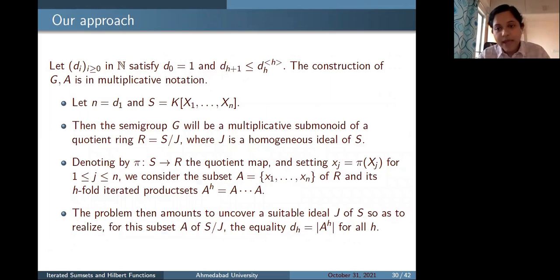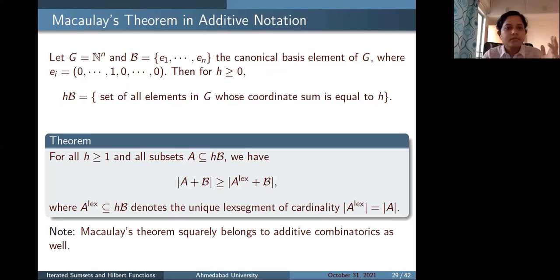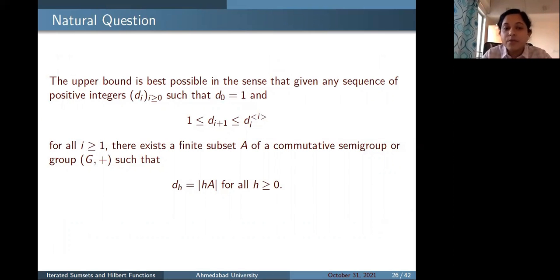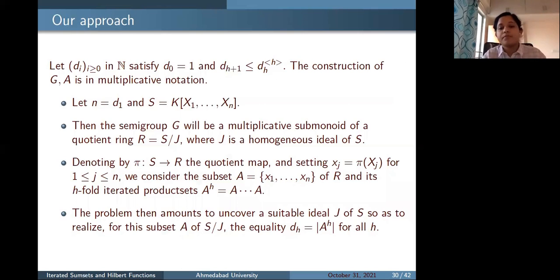Now, proving that theorem, what are we basically doing? So what do we need to prove? First, try to understand this. Let me just show you that we have a sequence of positive integers d_i, and we have this relation that d_{i+1} is less than or equal to d_i^{<i>}. We wanted to find a commutative semigroup and a finite set here. So we have the sequence d_i and we have this relation.